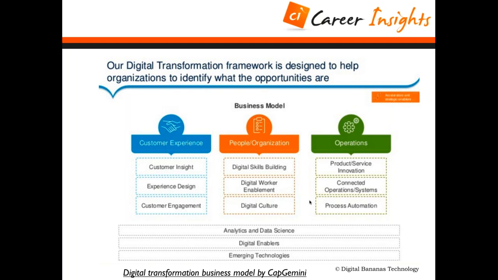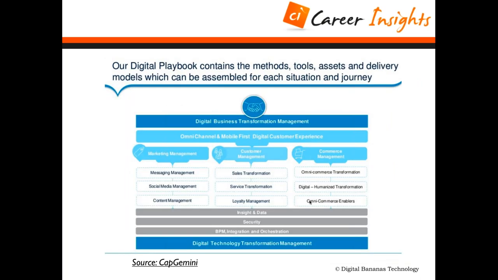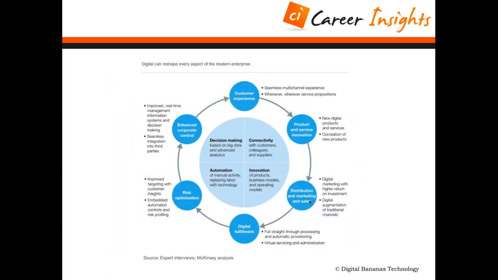What digital technology can help us achieve that? And by doing that, you will see that when it comes to marketing management, it's all about automation, automation, automation. We're transforming marketing, we're transforming sales, we're transforming commerce as a whole. And that now brings us to one important thing in digital transformation. So what are you looking at? You're looking at digital fulfillment, distributed and marketing sales, product and service innovation, customer experience, enhanced corporate control, risk optimization.